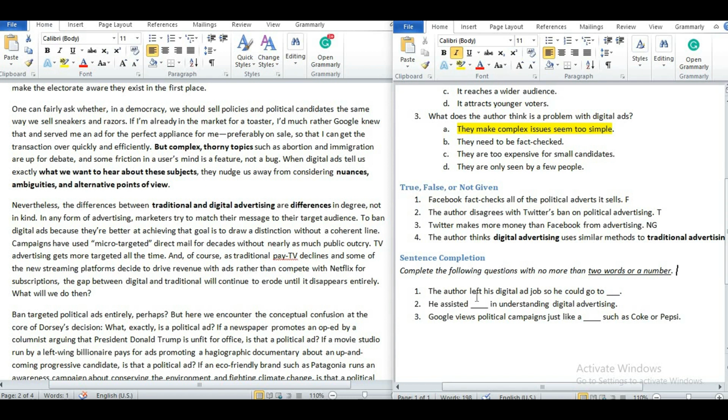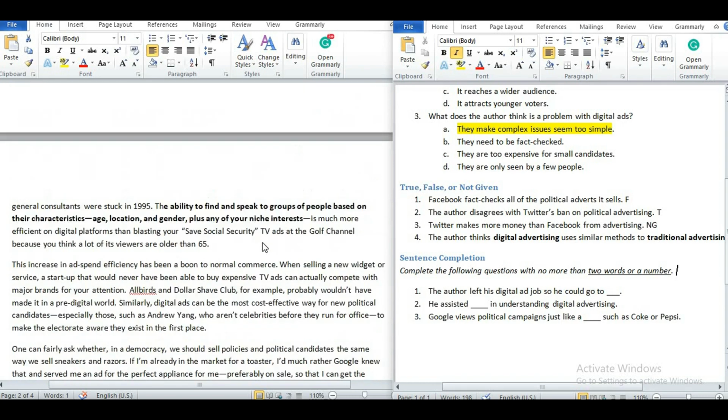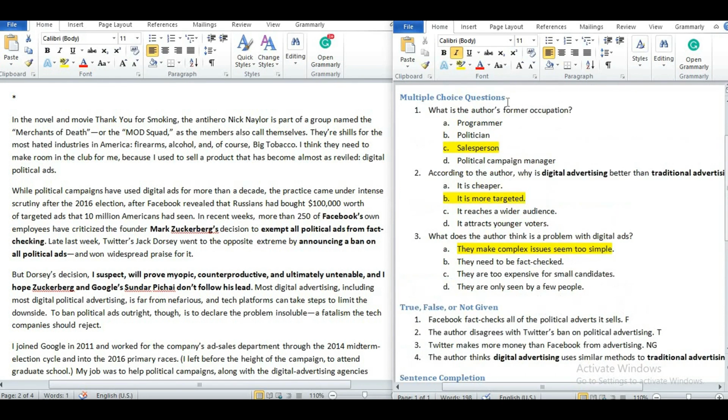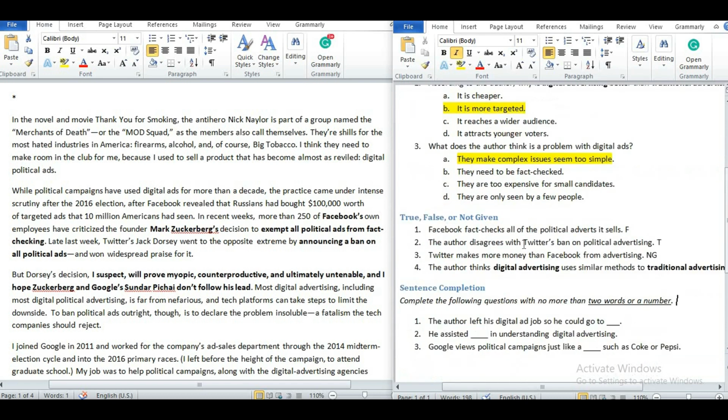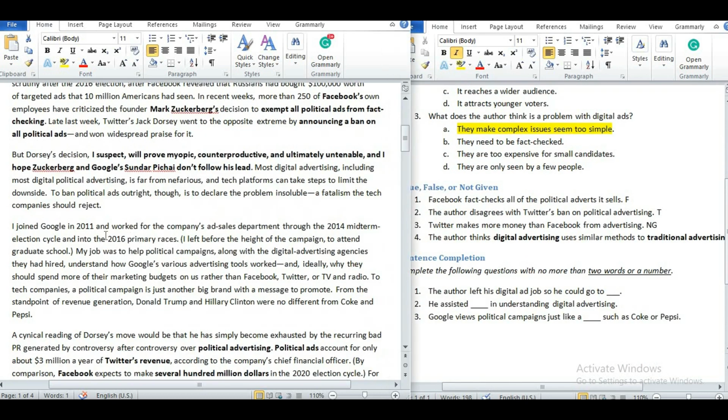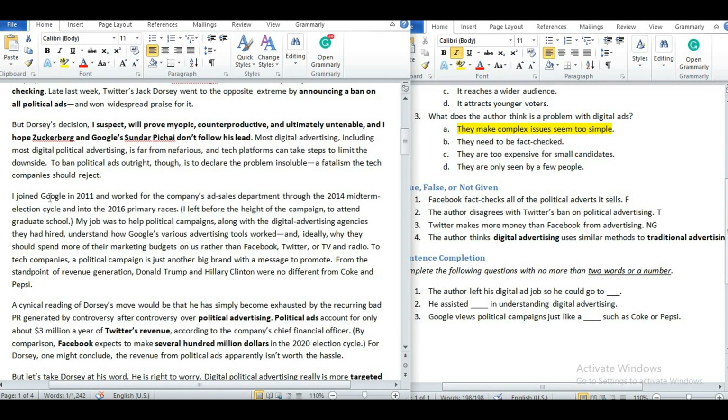So the first one then, the author left his digital job so he could go to, well, we've got to go back to the beginning now because we're doing this in order. So this will be first, second, and third. So where did we talk about the author working? You'll remember we dealt with this up in question number 1. So that was in this paragraph, yes. So I joined Google. So the author left his digital ad job so he could go to what?